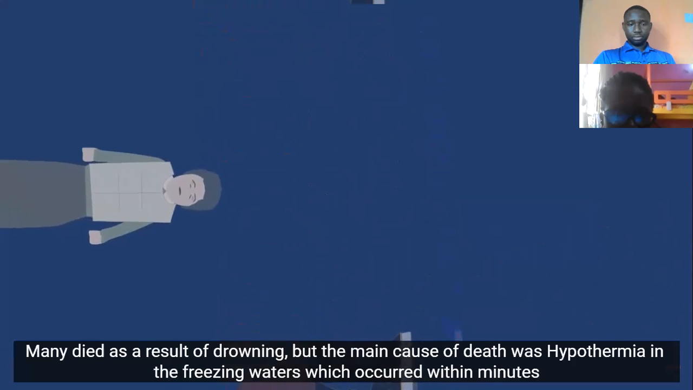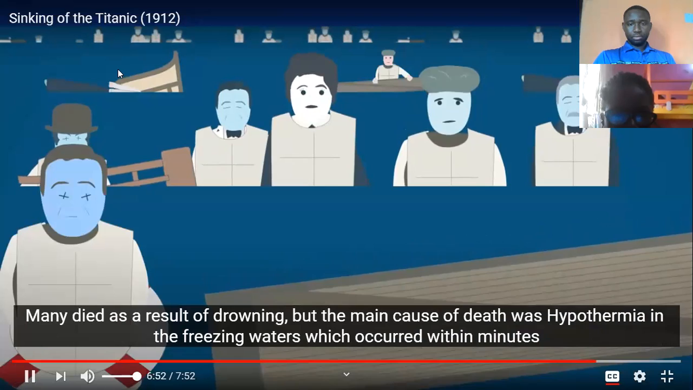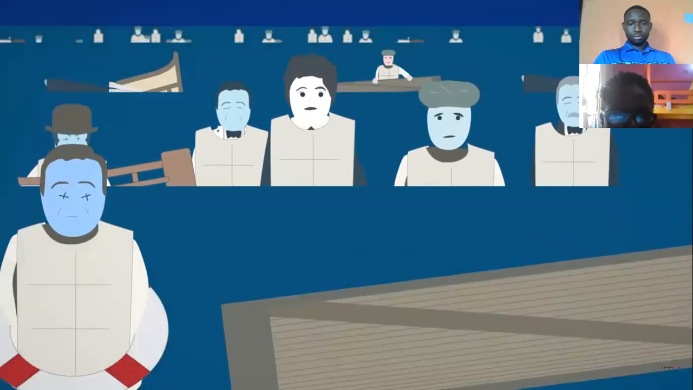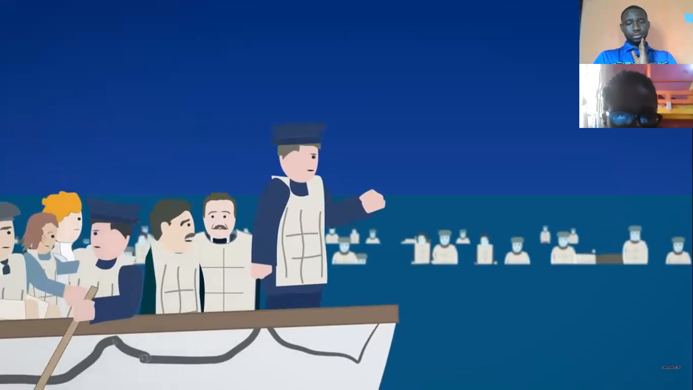Many died as a result of drowning, but the main cause of death was hypothermia in the freezing waters, which occurred within minutes. Some of the lifeboats returned, but only 4 survivors were found.